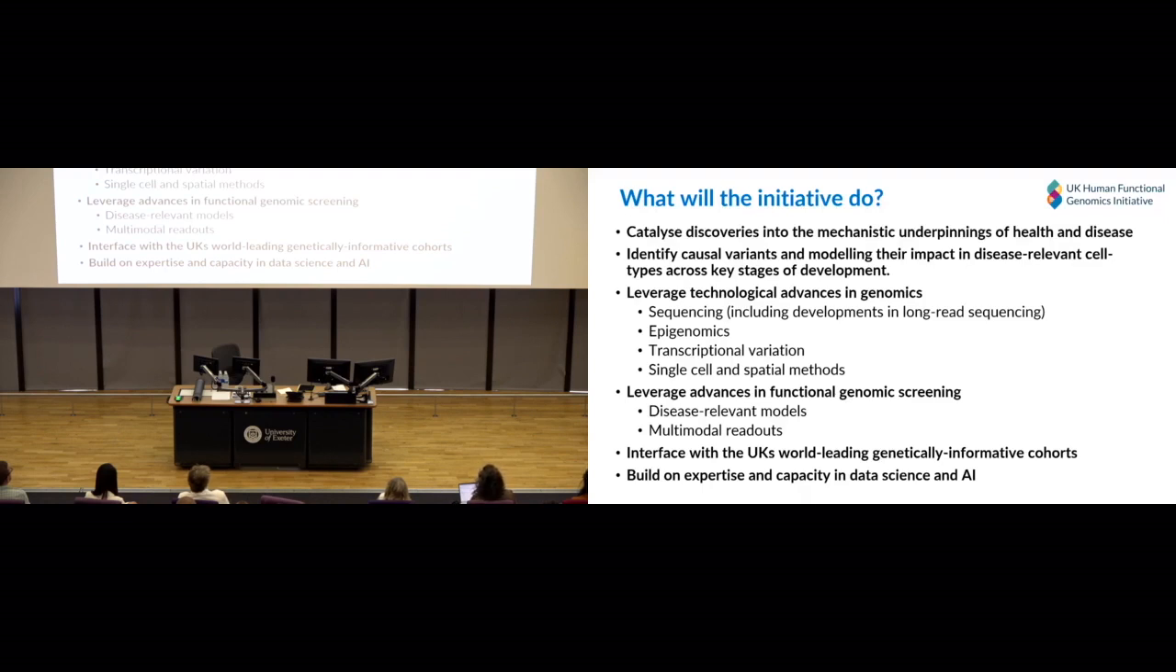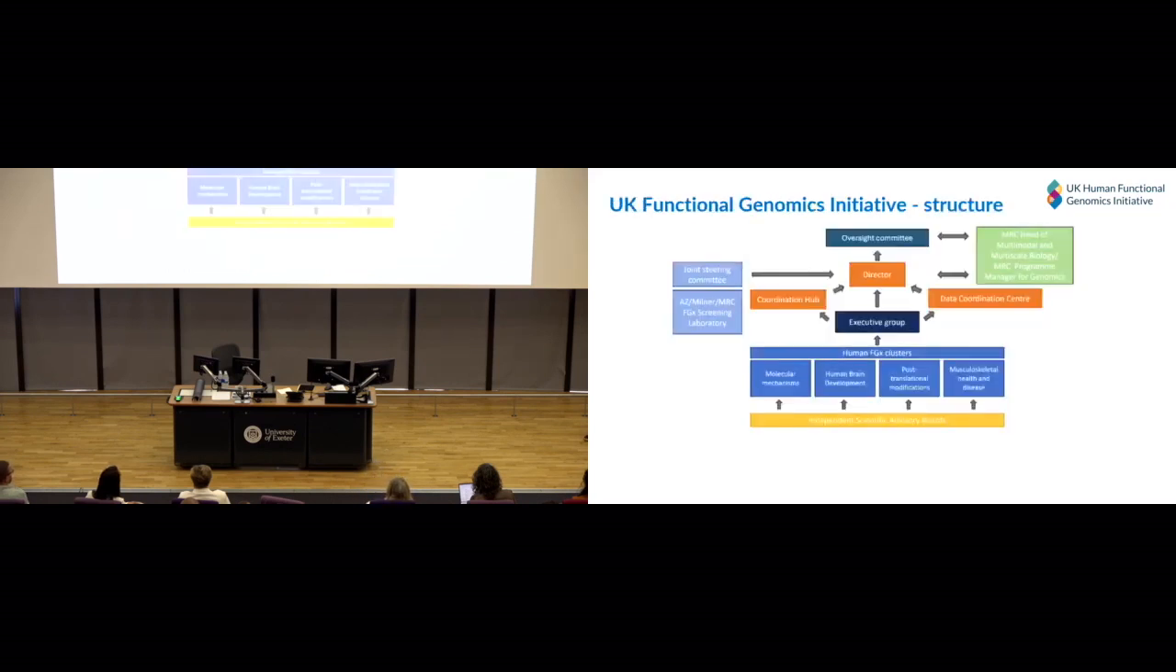One of our goals is to really interact with some of the amazing genetic epidemiology work that's taking place within the UK. I think we really lead the world in the context of some of our genetically informative cohorts, such as UK Biobank and the 100,000 Genomes Project. A real long-term aim of our initiative is to make sure that the functional data that's generated as part of the work that we're doing feeds directly into those cohorts. And obviously this will involve developing expertise and capacity in data science and AI.